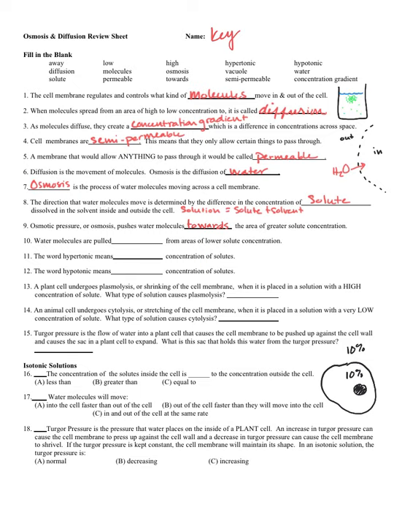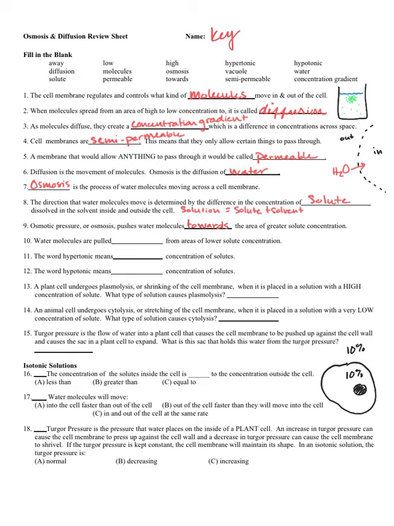Number 13, a plant cell undergoes plasmolysis, or shrinking of the cell membrane, when it is placed in a solution with a high concentration of solute. What type of solution causes plasmolysis? And these are hypertonic solutions. When something has a high concentration of solute and draws water out of a cell to cause it to shrink, that happens when a cell is in a hypertonic solution. So remember, that means that the solution outside of the cell has more dissolved solutes than the solution inside of the cell.